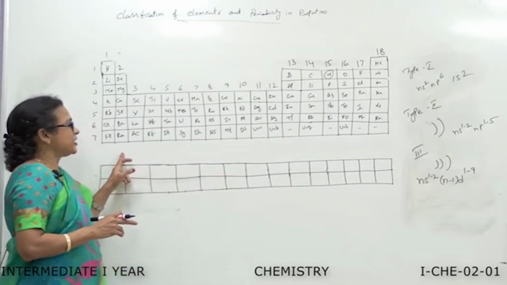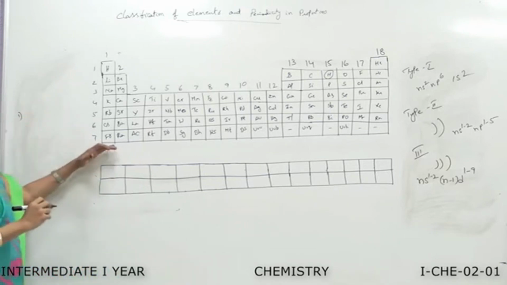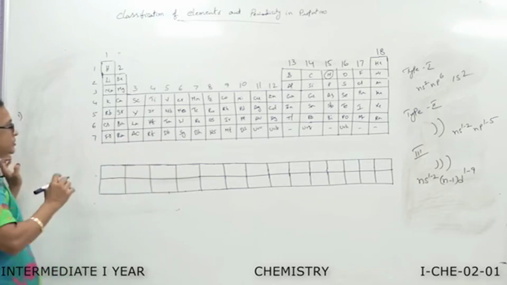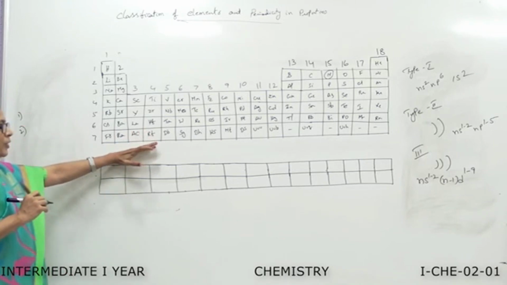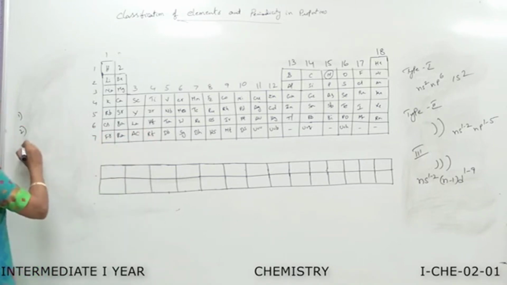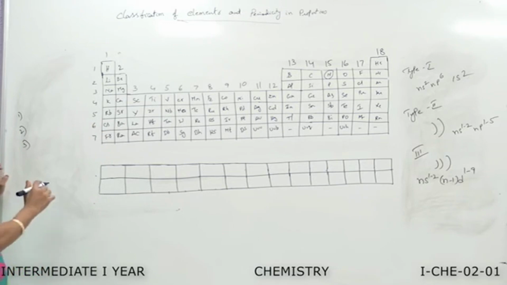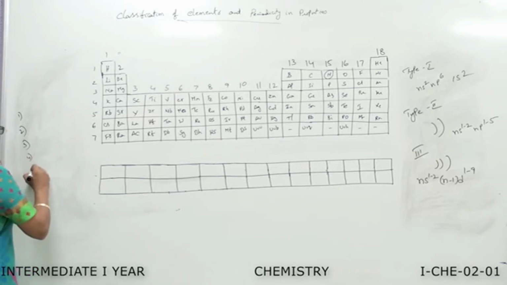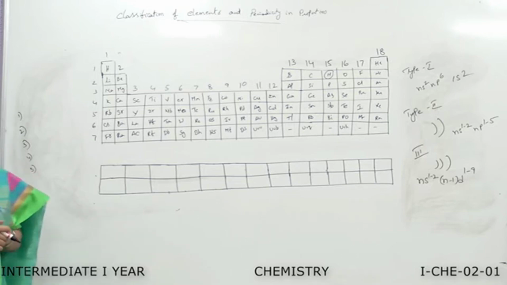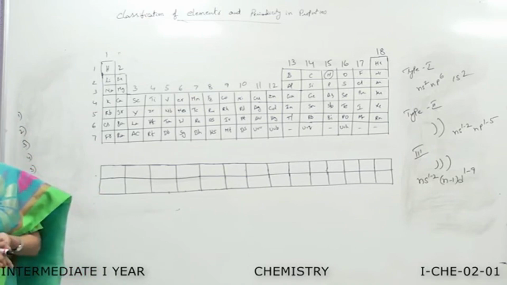The characteristic properties of transition elements are: most of these elements are colored and they form complex compounds. And then they have variable oxidation states. And most of these transition elements act as catalysts. And they can exhibit paramagnetism. Paramagnetism means being attracted by a magnetic field.